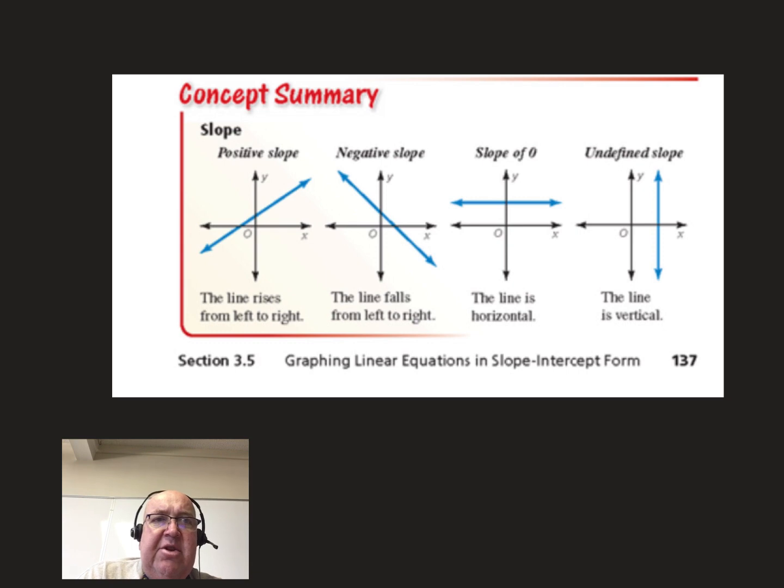Again, positive slopes go up from left to right. Negative slopes go down from left to right. A slope of 0 is a horizontal line, and an undefined slope is a vertical line.